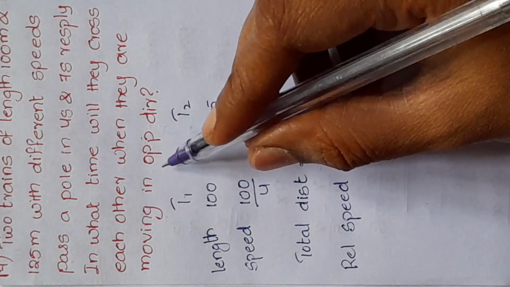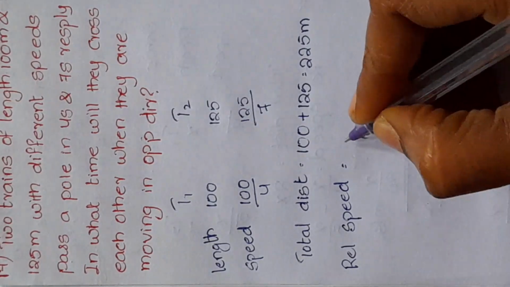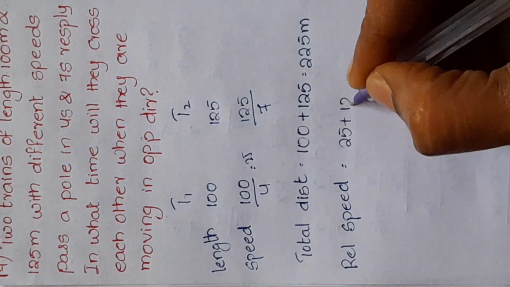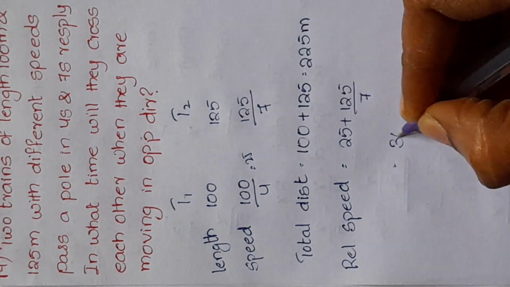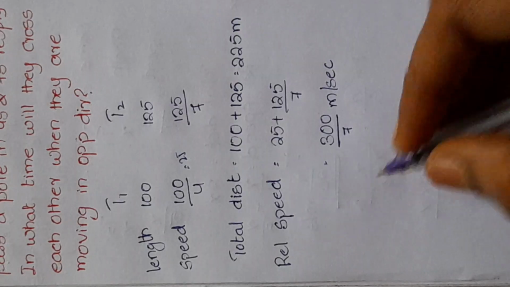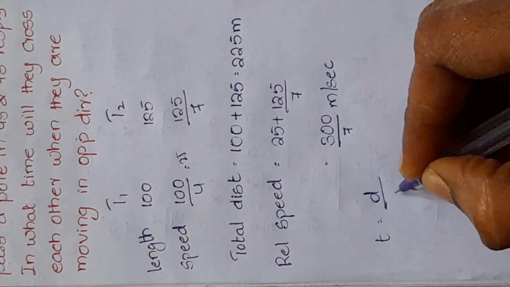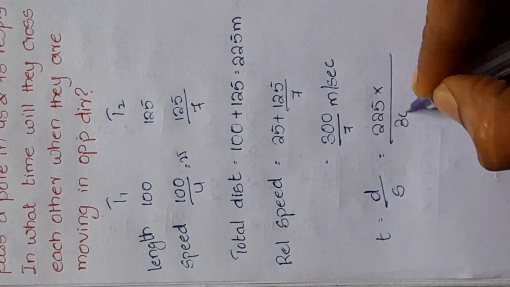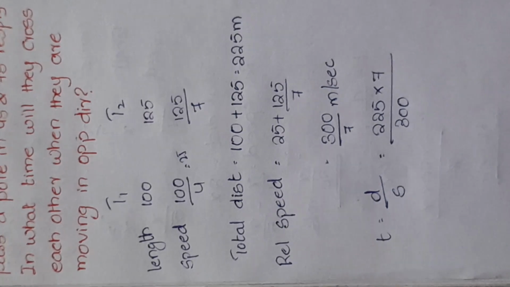Now the relative speed, as both are moving in opposite directions, becomes 100 by 4 is 25, so 25 plus 125 by 7. 300 by 7 meters per second is the relative speed. We know that time is equal to distance by speed. Distance is 225 into 300, with 7 going to the numerator.